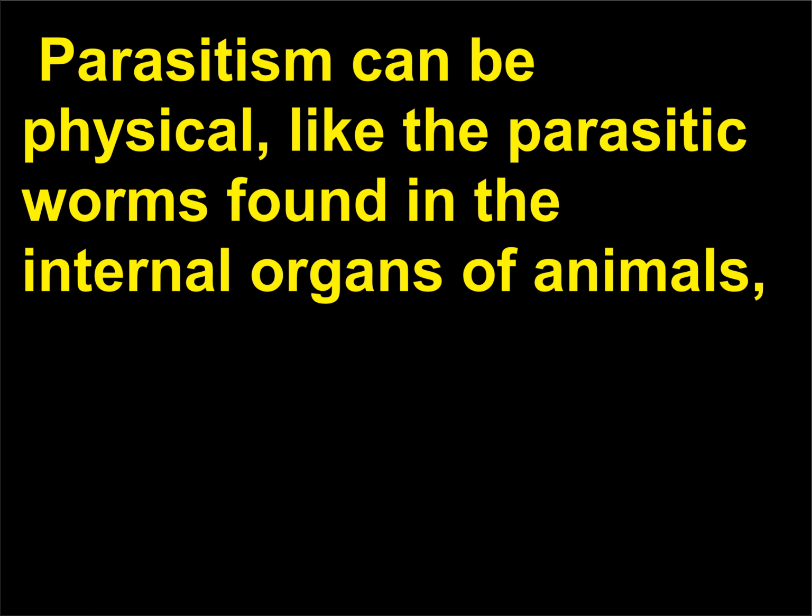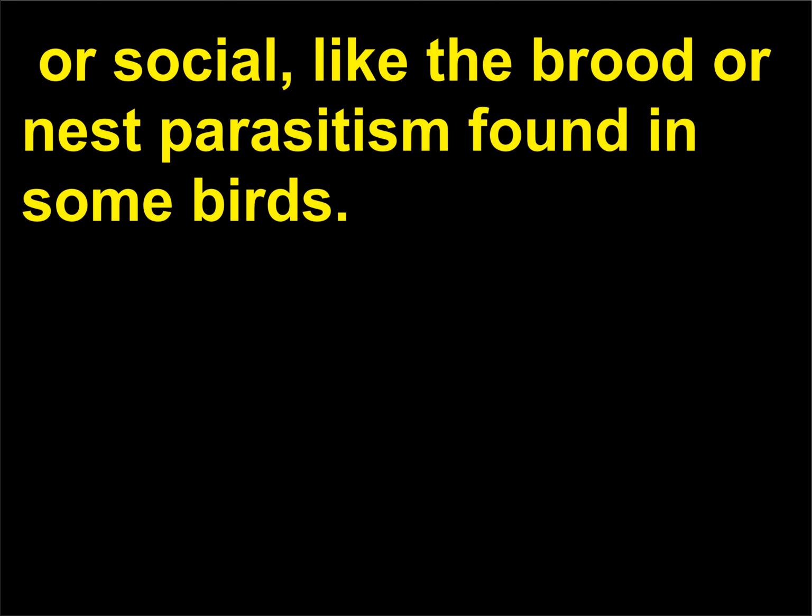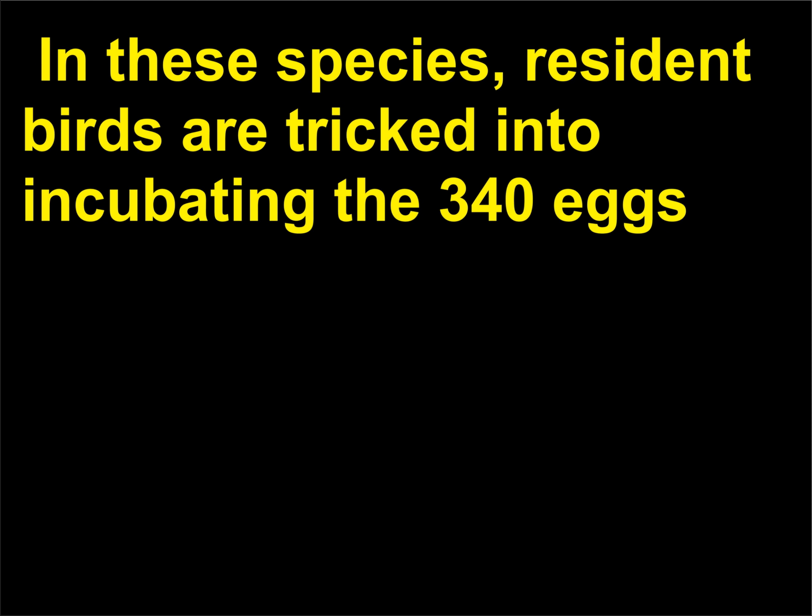Parasitism can be physical, like the parasitic worms found in the internal organs of animals, or social, like the brood or nest parasitism found in some birds. In these species, resident birds are tricked into incubating the eggs and raising the chicks of interlopers.